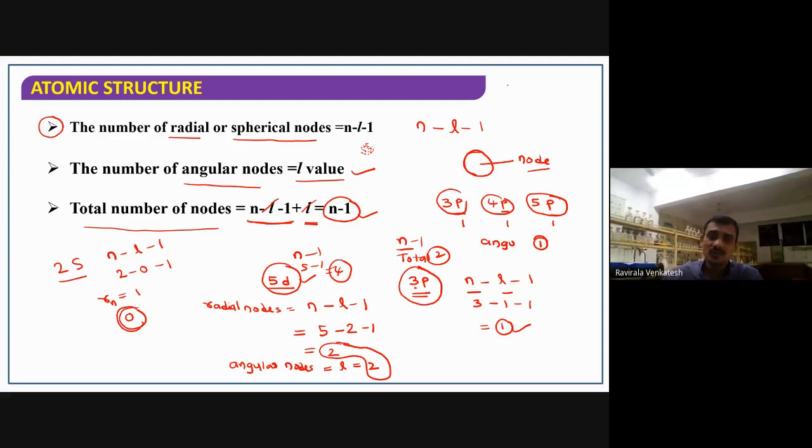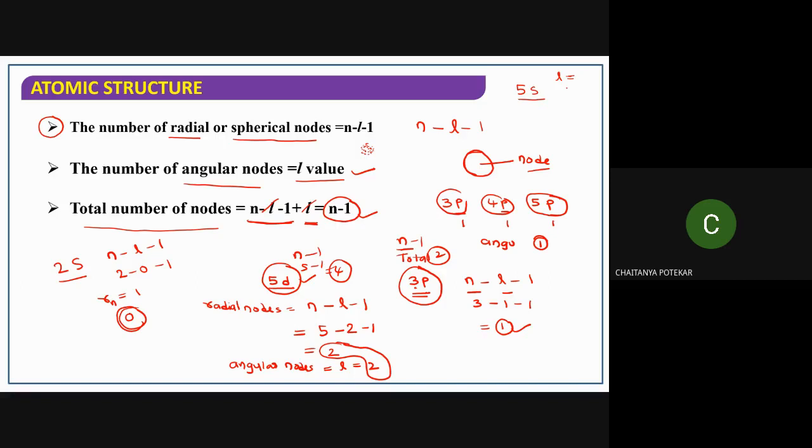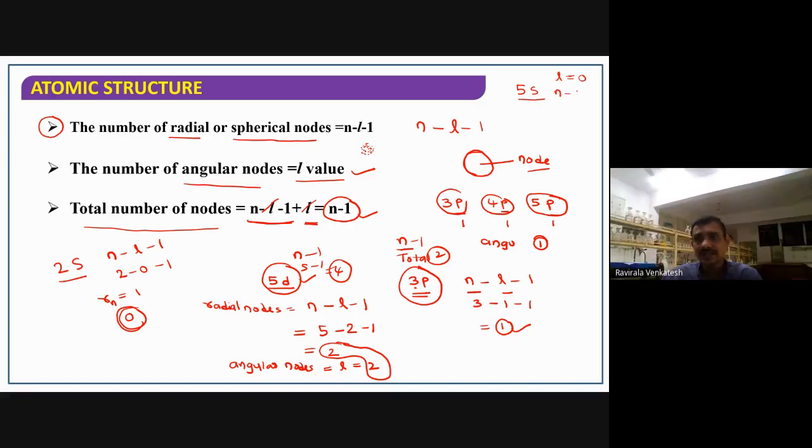For example, you observe here what happened. 5s is there. Now for this one, l is equal to how much? For the 5s orbital, l equal to 0. Now what is the total number of nodes we are going to get? n minus 1, where n is equal to 5, so 5 minus 1. We are getting the total number of nodes as 4. It is not equal to 0 here, isn't it?